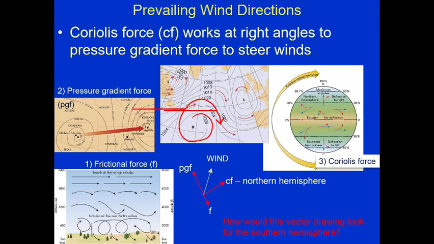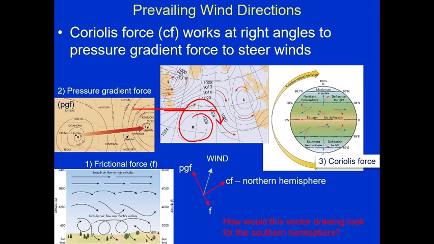Okay, so clockwise outward spiral around high pressure systems, a counterclockwise inward spiral around low pressure systems in the northern hemisphere. In the southern hemisphere, the rotation direction is different because Coriolis force causes a leftward deflection instead of a rightward deflection. So in the southern hemisphere, you would get the opposite.